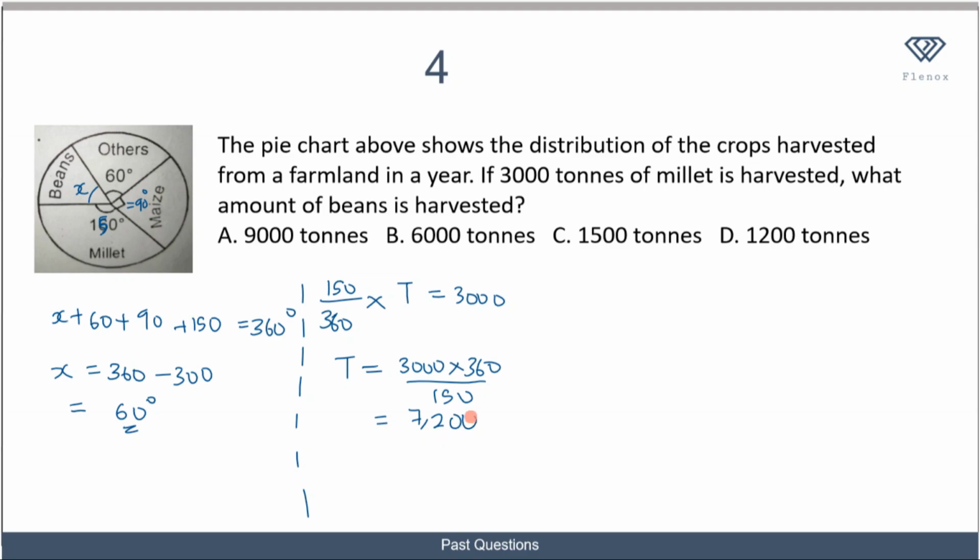7,200. So since I've calculated the total number that was harvested, I can now calculate the total number of beans that was harvested. So the total number of beans that was harvested will just be equals to the angle for the beans, which is 60 over 360 times the total number that was harvested, which is 7,200, and that gives me what? 1,200 tons. So 1,200 tons of beans was harvested.